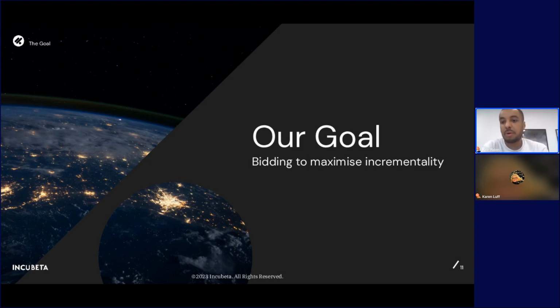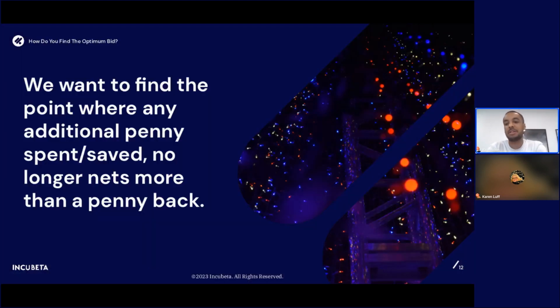So our goal is to make sure that we are maximizing incrementality as much as possible. The best way to explain this is with a sentence: we want to find the point where any additional pennies spent or saved no longer net more than a penny back. That's the point where we can achieve maximum incrementality.